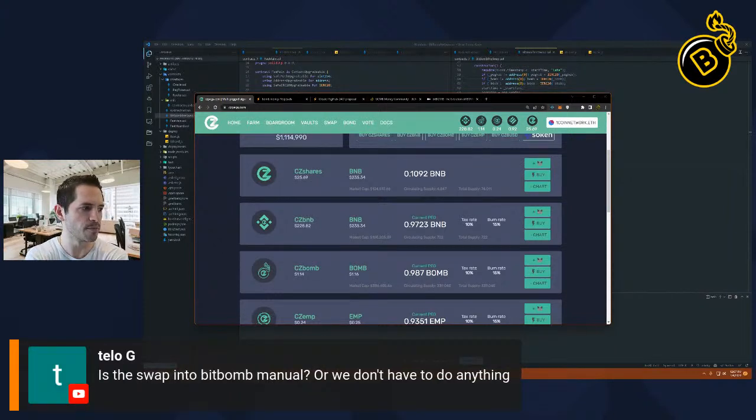Is the swap into bitBOMB manual? Yes, I mean, you'll have to do it yourself. Basically, the first stage of bitBOMB launch is going to be the swap from BOMB assets to bitBOMB assets. That'll be available within 5 days from when the vote passed, which was yesterday. So yes, you're going to have the choice to swap into numerous assets. You don't necessarily have to take BOMB and swap to bitBTC. You're going to be able to swap to the other assets.